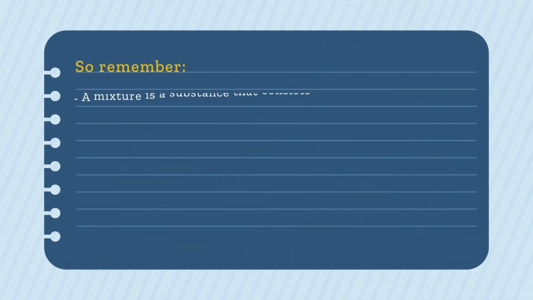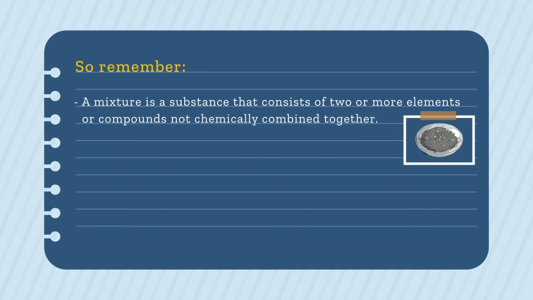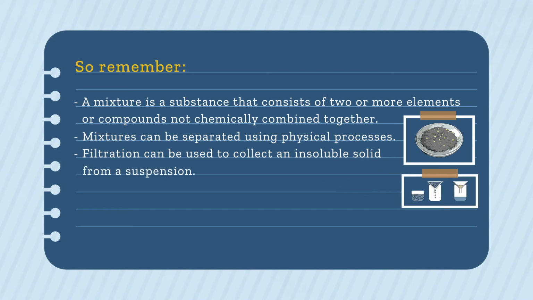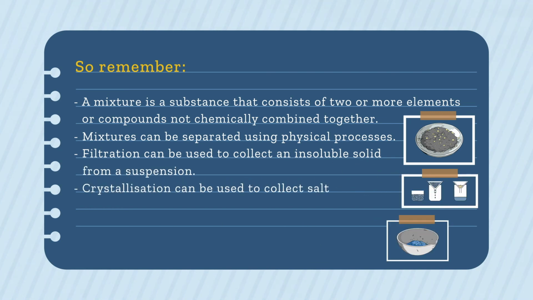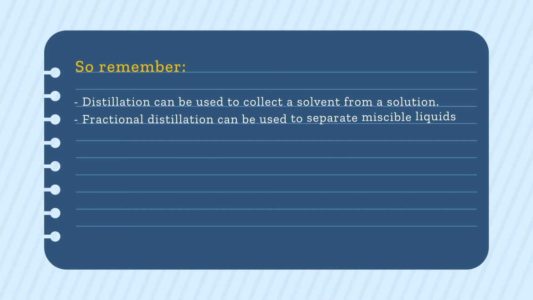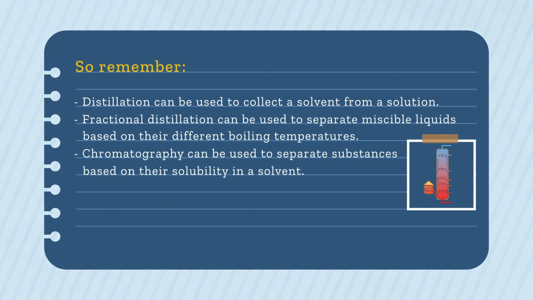So remember, a mixture is a substance that consists of two or more elements or compounds not chemically combined together. Mixtures can be separated using physical processes. Filtration can be used to collect an insoluble solid from suspension. Crystallization can be used to collect salt crystals from a solution. Distillation can be used to collect a solvent from a solution. Fractional distillation can be used to separate miscible liquids based on their different boiling temperatures. And chromatography can be used to separate substances based on their solubility in a solvent.